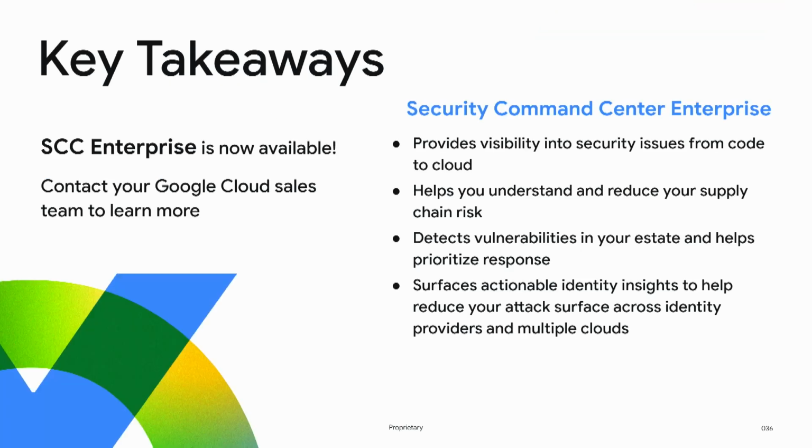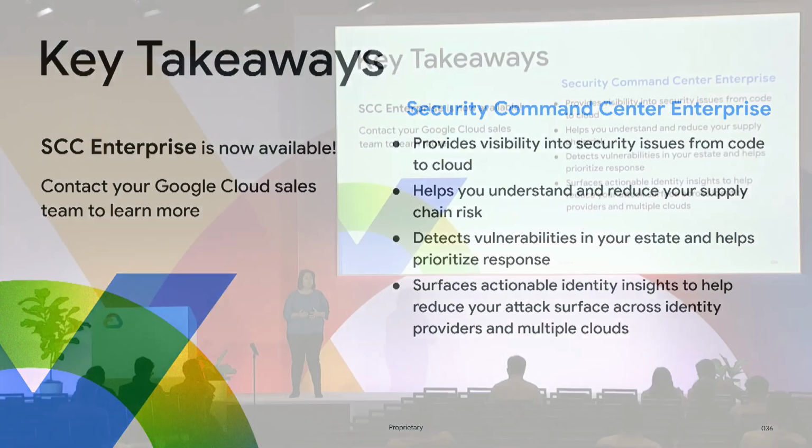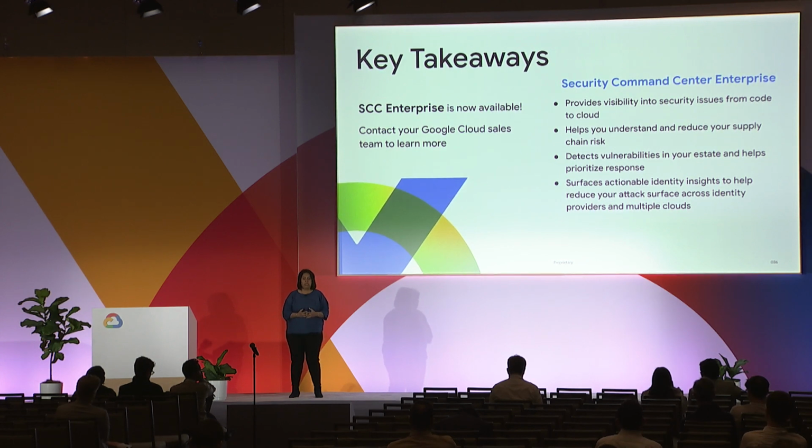To summarize this session, I want to leave you with some key takeaways. SCC Enterprise is now available, so please reach out to your Google Cloud sales teams to learn more and onboard on it. And to summarize the session, the key points that we touched upon: Security Command Center provides visibility into issues from code to cloud. It helps you understand and reduce your supply chain risk at the code. And it detects vulnerabilities at runtime and also helps you prioritize your remediations and response. And for identity-related findings, you can now remediate and fix and view your identity-related risk across all clouds and across identity providers.